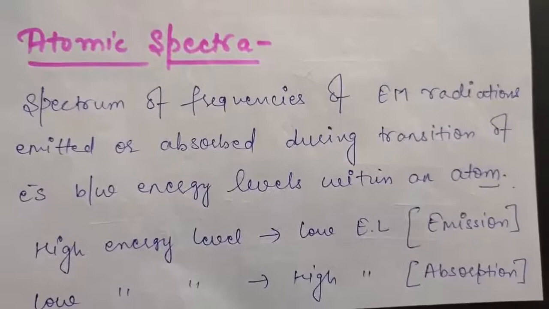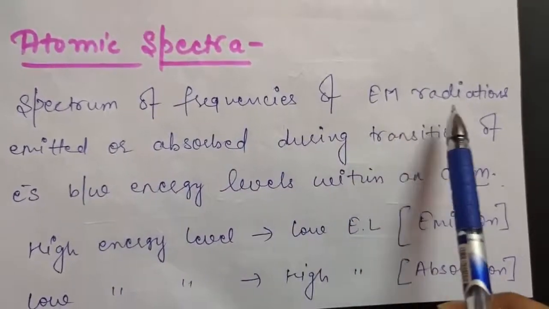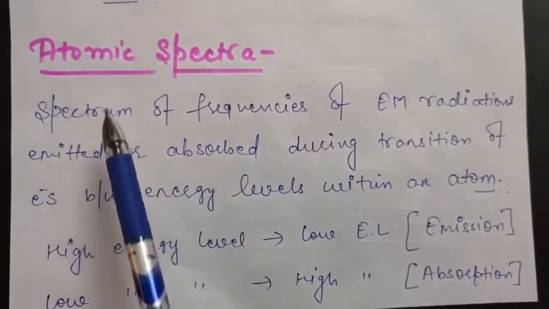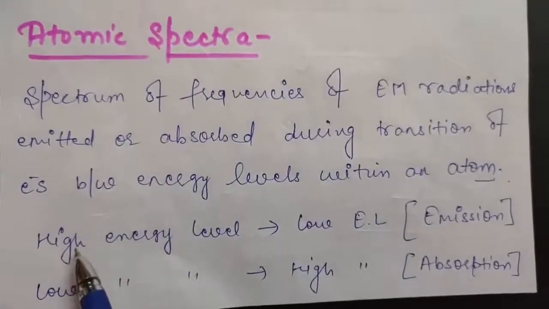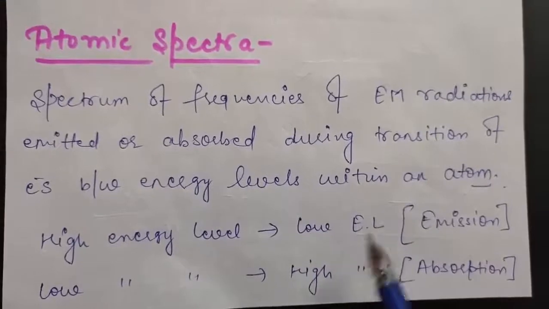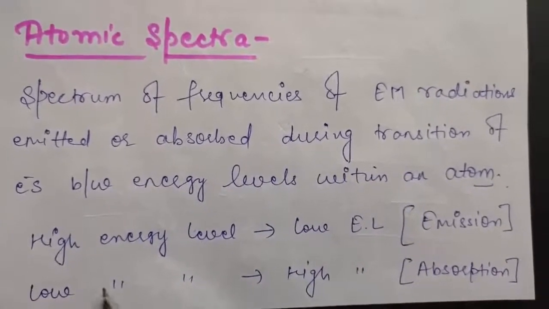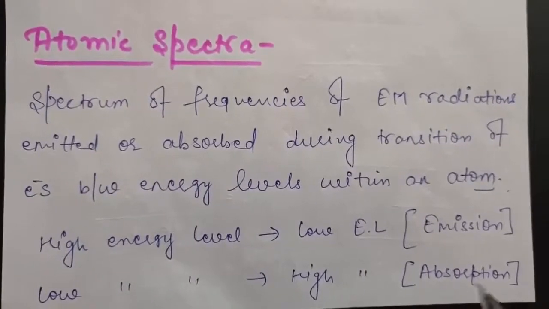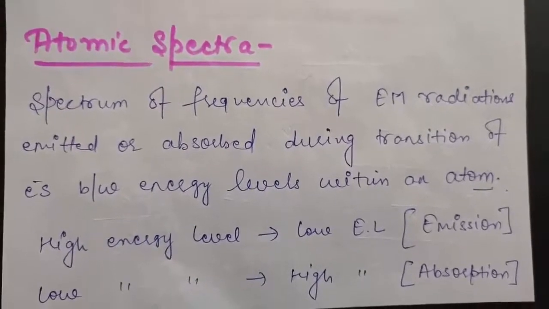So now when you make a spectrum of those frequencies of electromagnetic radiations which are emitted or absorbed, that becomes our atomic spectra. Furthermore, it was said that if the electron is going from a higher energy level to a lower energy level, then emission of the radiations will take place. And if the electron is going from a low energy level to a higher energy level, then that means absorption of electromagnetic radiations has taken place.